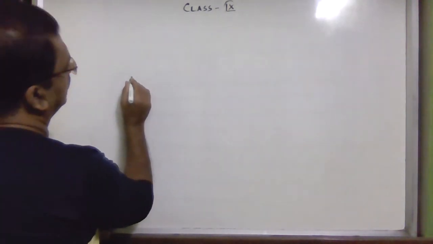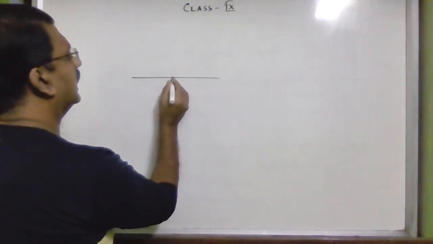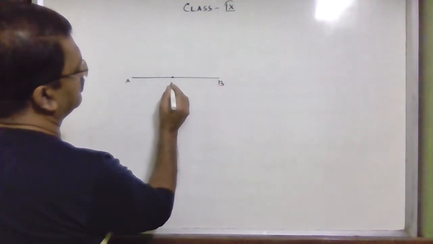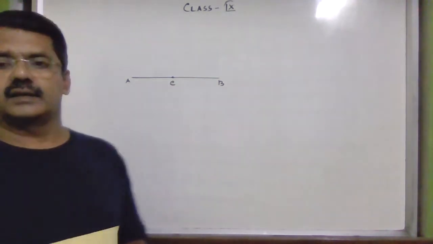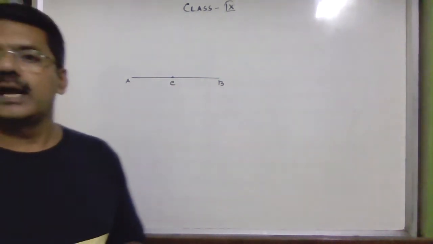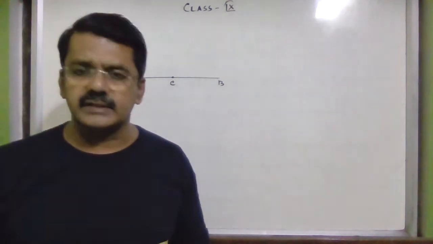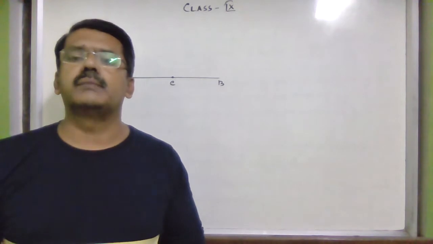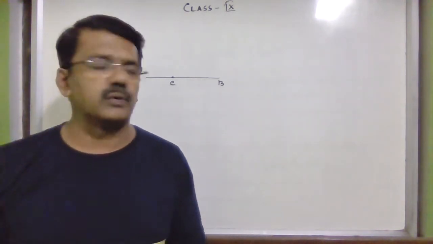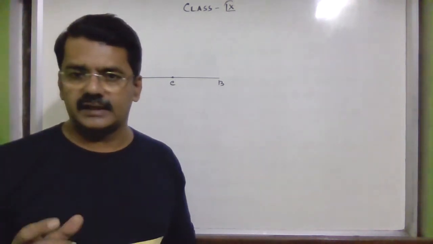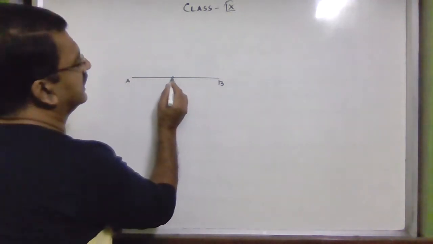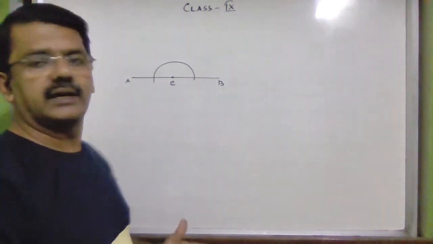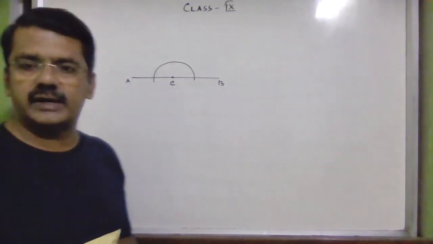First of all, if it is a straight line and there is a point, suppose AB is a straight line and there is a point C on that straight line. Now taking any suitable radius in the compass. Suitable means neither much too large or too small. Take a suitable radius in the compass, and with C as the center you draw an arc like this. Okay, with C as the center you draw an arc.